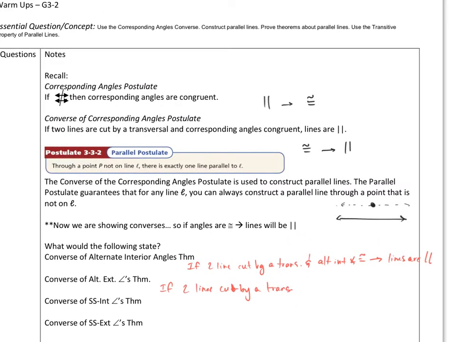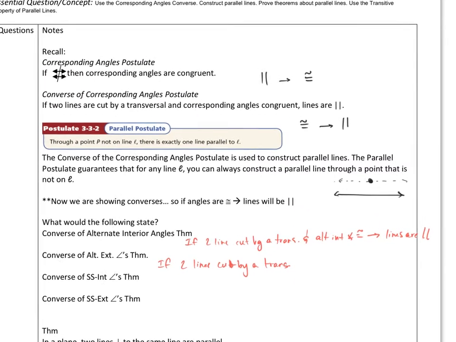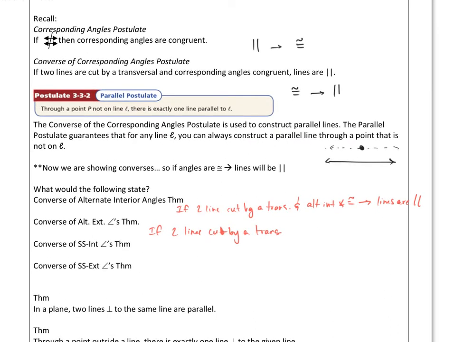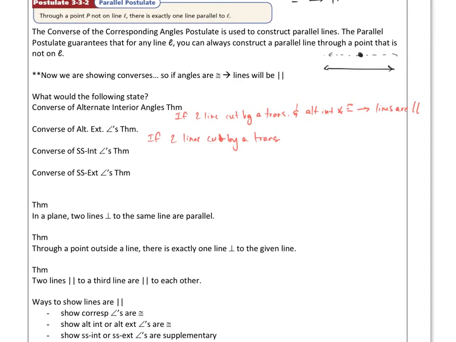I think I may have said parallel here. In this case, these are the parallel ones. So you really should only use this when you're talking about parallel, okay? So over here, if two lines are cut by a transversal and alternate exterior angles are congruent, then the lines are parallel.